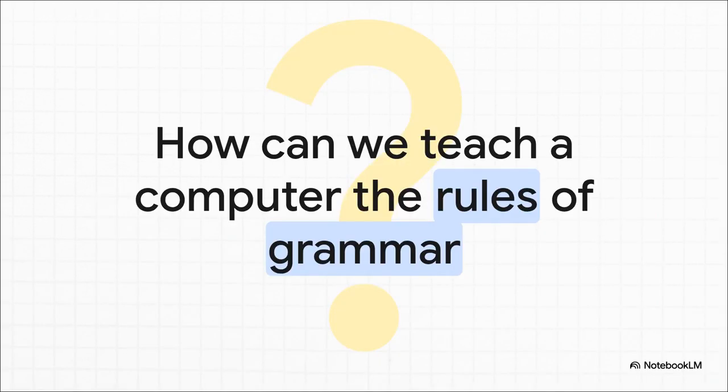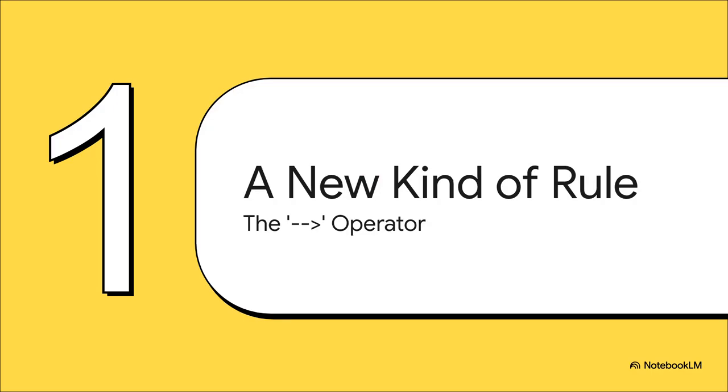Right, and that's the core question, isn't it? If you want a computer to make sense of anything structured, whether that's a sentence, a data format, or even just a sequence of steps, you have to tell it the rules of the game first. And as we're about to see, DCGs give us this amazingly intuitive way to do just that. So what's the big deal?